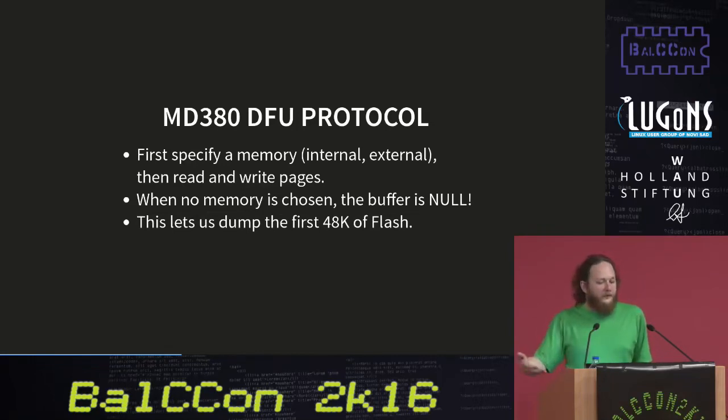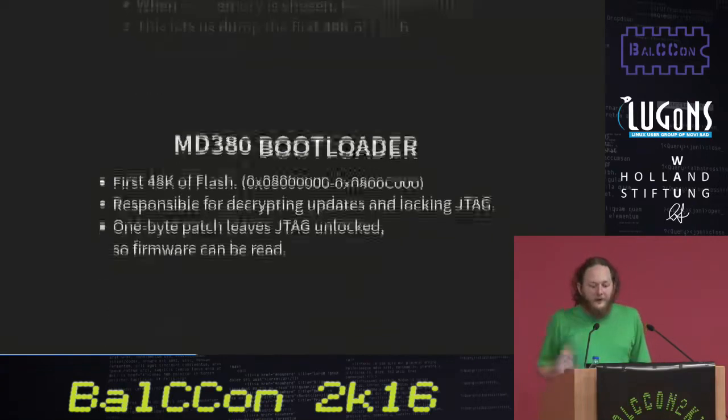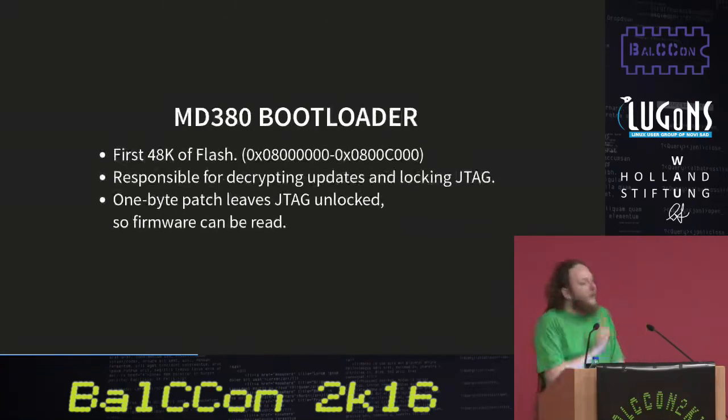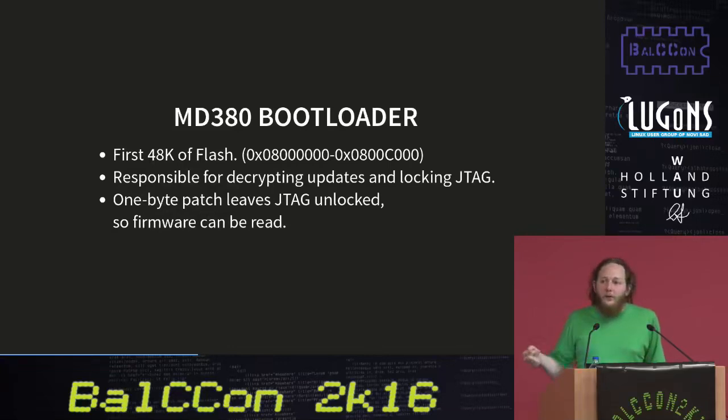So the buffer is null, and when you read out of it, it begins at 0, and the maximum amount you can read is 48 kilobytes. It just so happens that the first 48 kilobytes are the bootloader that decrypts the main firmware image. This is even better than having a copy of the main firmware image because this is the code that actually decrypts it. And it's also the code that's responsible for locking JTAG.